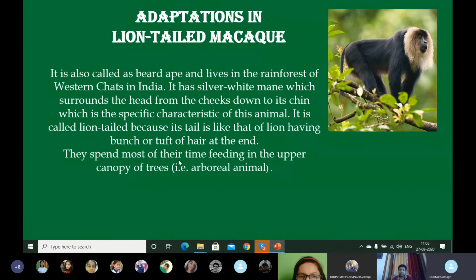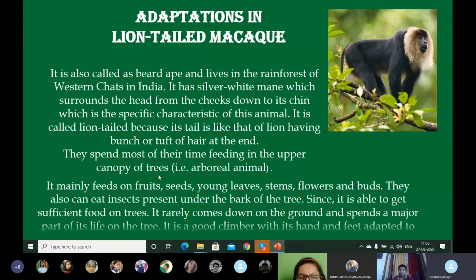It spends most of its time feeding on the upper canopy of the trees, meaning at the top of the trees, and feeds on fruits, seeds, young leaves, stems, flowers and buds. It can also eat insects. So what happens if there are no leaves? It will eat the insects.